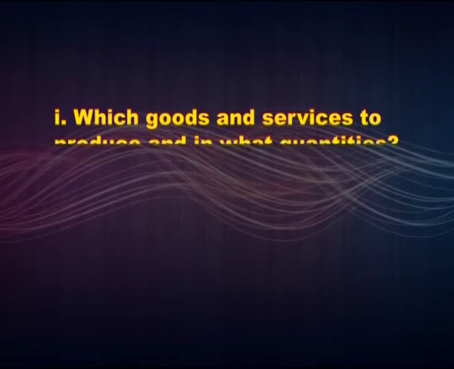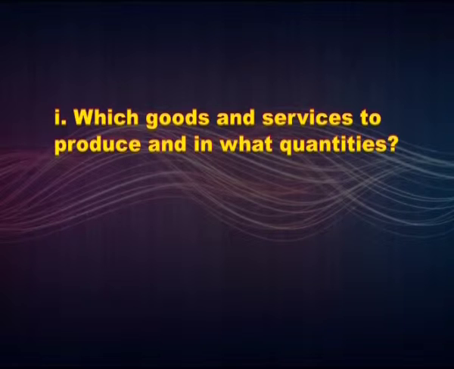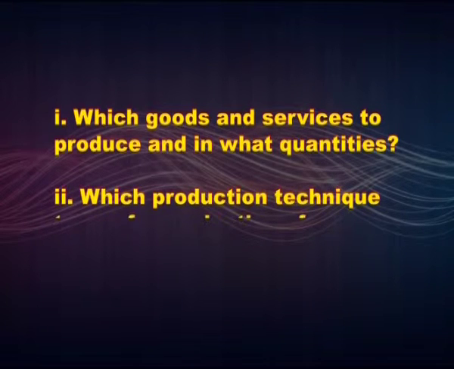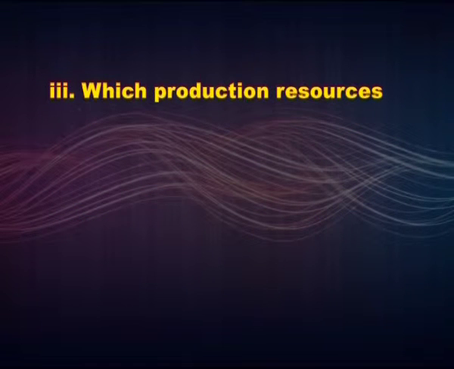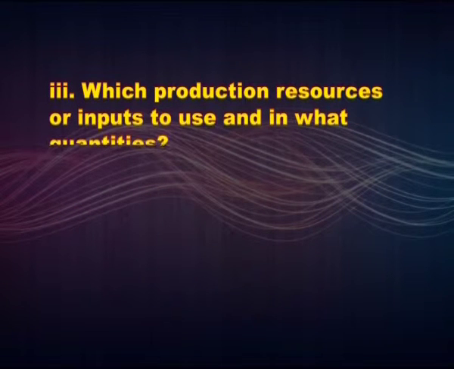To maximize profits and to use its resources for production of goods and services to satisfy wants of the buyers, the firm must make the following decisions. First, which goods and services to produce and in what quantities. Second, which production technique to use for production of a product. Third, which production resources or inputs to use and in what quantities.